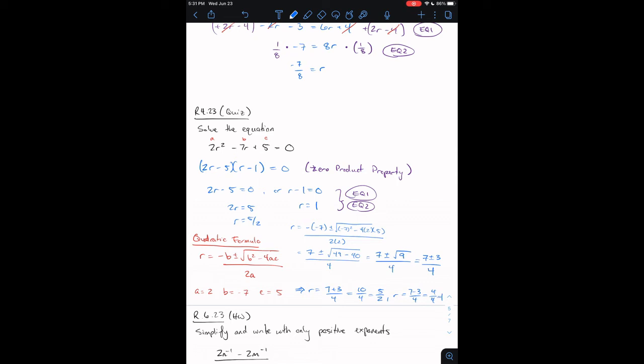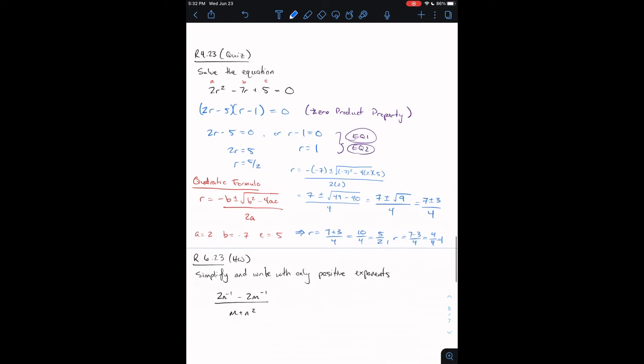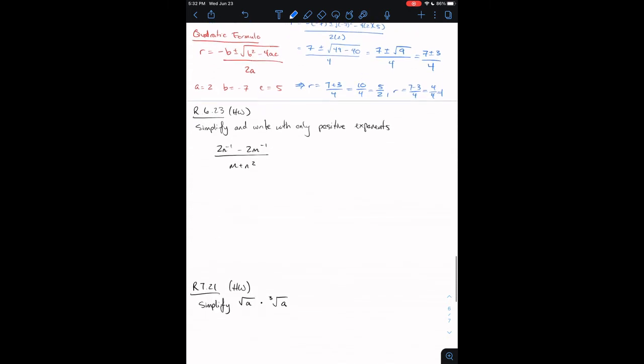Another way that you could do it is, when you factor it, a great way to check it is just redistribute and see if you get what you started with. Whichever method you prefer to solve this equation is fine. Notice that when you use the quadratic formula, you have to have something set equal to 0. That's why we get this r equals thing. Okay, all right, so that's it for the quiz problems.